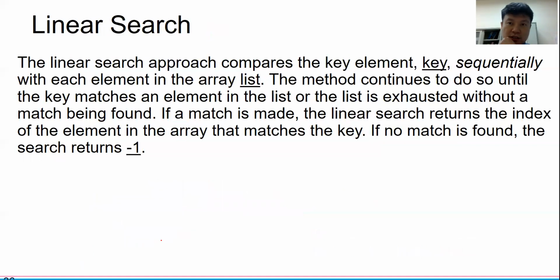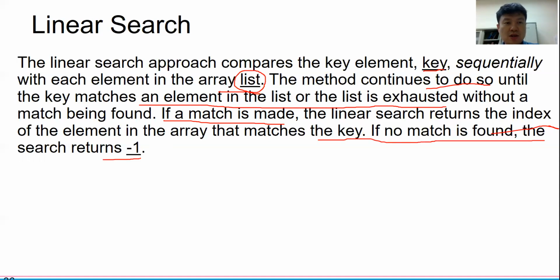So the linear search is just an approach to compare the key sequentially with each element in the array list. We have an array, and we want to check every number in the array. The method continues to do so until the key matches an element in the list, or the list is exhausted without a match being found. When we have a match, the linear search returns the index of the element in the array that matches the key. If no match is found, then the search returns -1.